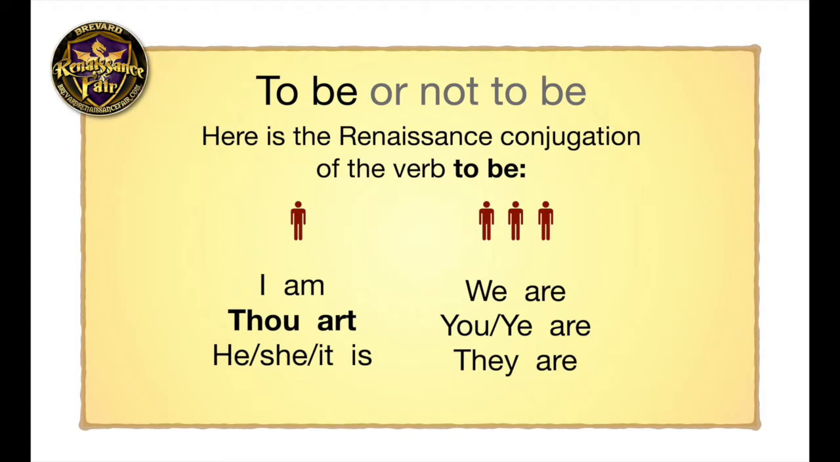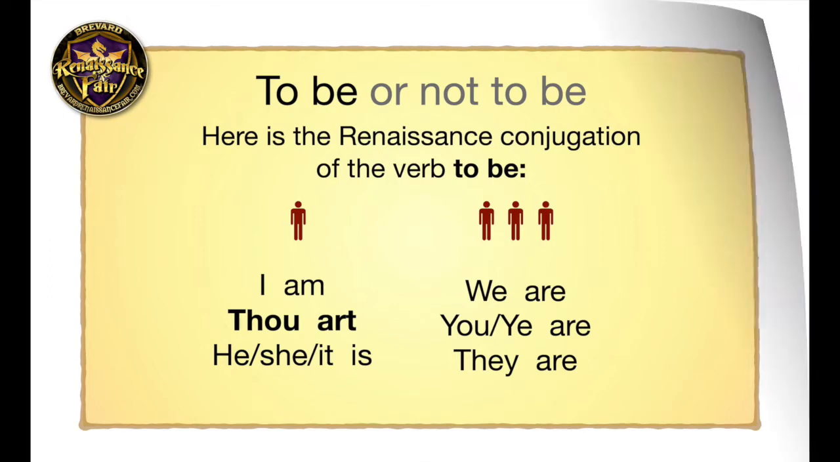To be or not to be. Here's the Renaissance conjugation of the verb to be. For one person, I am, thou art, he, she, or it is. For more than one person, we are, you or ye are, they are.